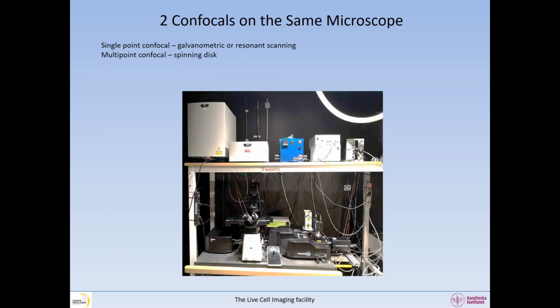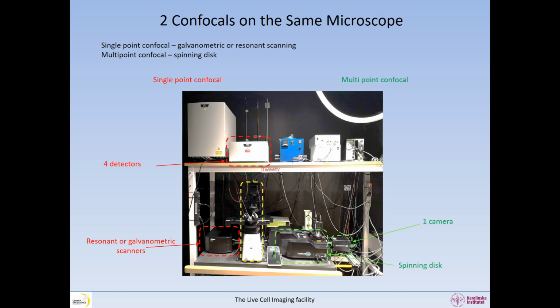So this is the microscope we're going to use. Here you can see the microscope. And on the left side of this microscope, we have the single point confocal with the resonant and galvanometric scanners in the black box and the 4 detectors in the white box. And on the other side, we have a multi-point confocal where we have a spinning disk and a camera.